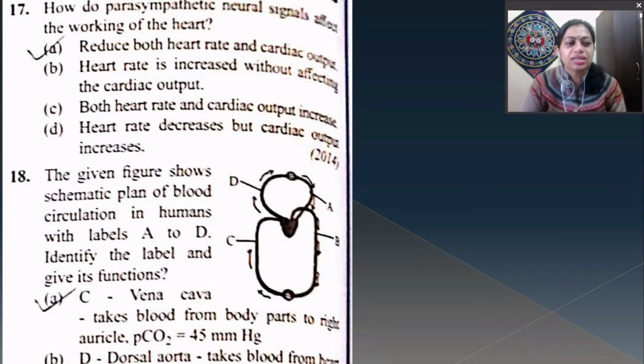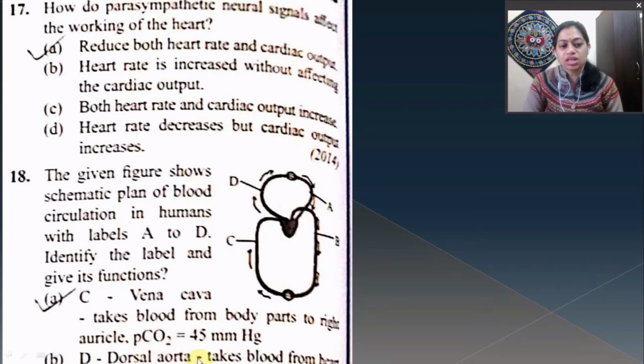Next question, the given figure shows a schematic plan of blood circulation in humans with labels A, B, C and D. Identify the label and give its function. OK, so this is number C. It is the vena cava, takes blood from body parts to the right auricle. And the pressure of PCO2 is 45 mmHg. So this figure is from your book itself, and C is the right option.